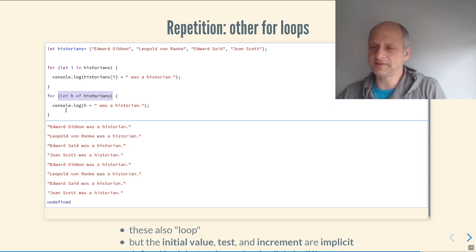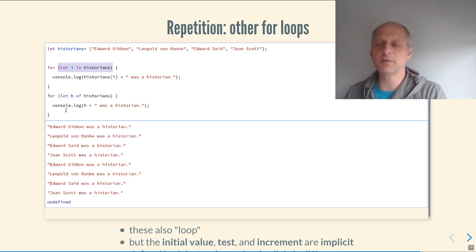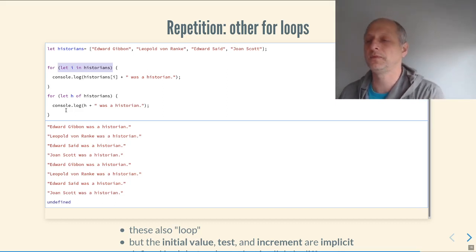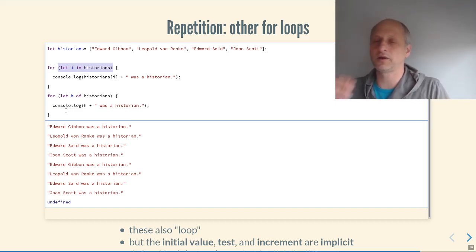In the in syntax, the I, each time you loop through the array, will be assigned a numerical value that refers to the position in the array. So it starts with 0 and goes to 3. And we'll have to use that variable I in the same way that we would in a regular for loop. Historians sub I, get the ith element of historians.